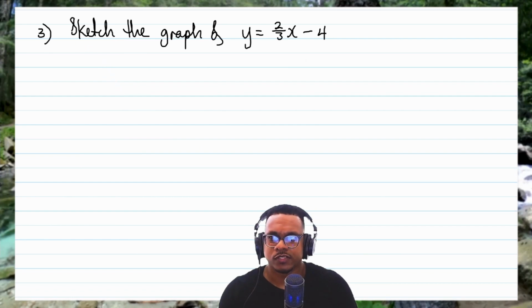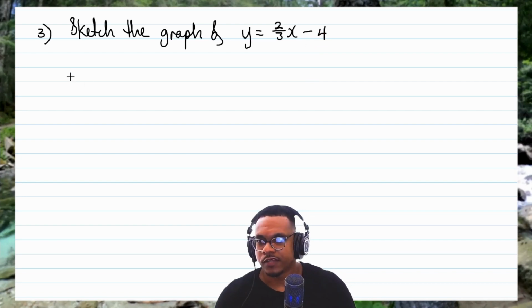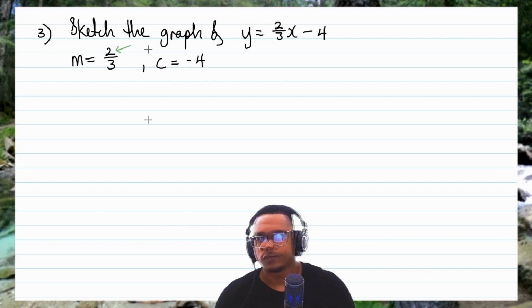So in this question, we want to sketch the graph of y is equal to 2/3 x take away 4. Now we can do that simply by knowing the gradient, which is 2/3, and the y-intercept, which is negative 4. So I'll just write out that the gradient m is equal to 2/3 and that the y-intercept is equal to negative 4. Now remember, the 2 would be a change in y, and the 3 in the gradient would be a change in x.